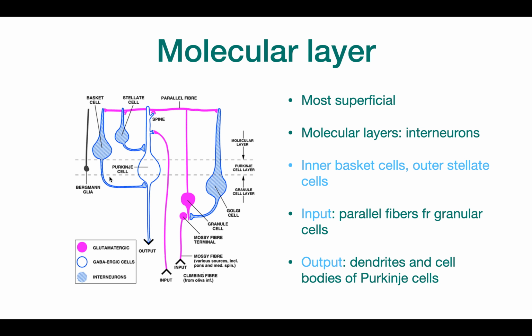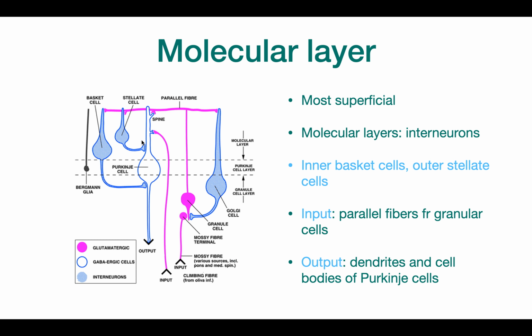The molecular layer is the most superficial, and it's going to be made out of interneurons, which are the inner basket cells, the outer stellate cells, and then the input is going to come from the granular cells. Output are going to be the dendrites and the cell body of the Purkinje cells, because that's the only afferent.